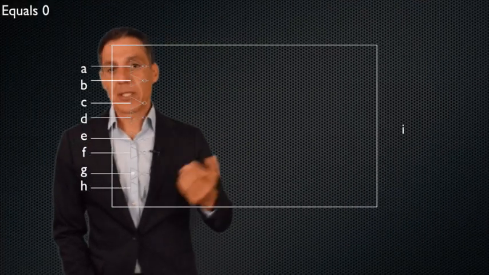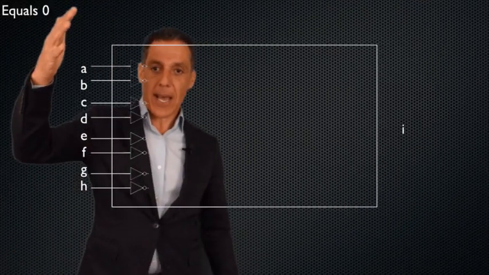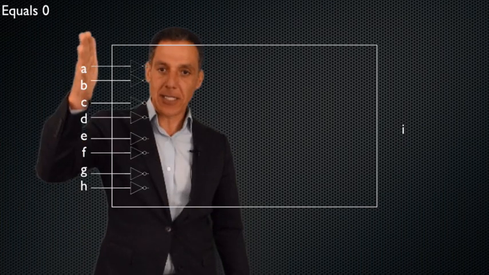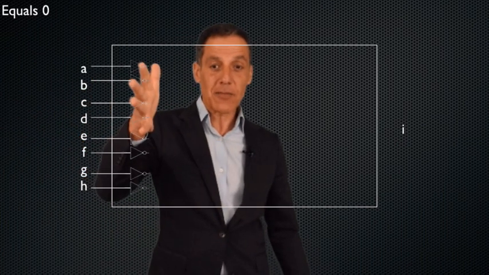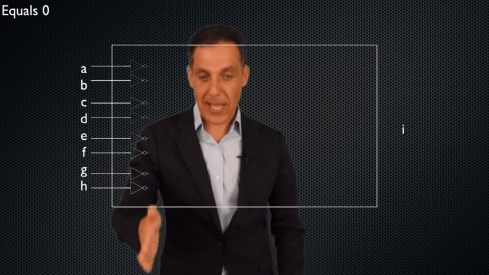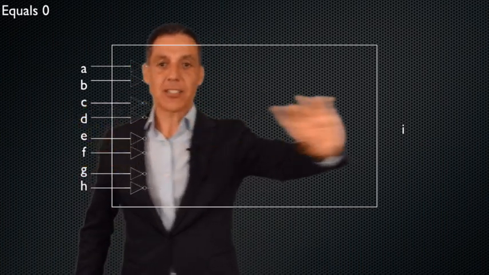All right, now we can draw the circuit. I've got my 8 inputs here corresponding to each of the bits of my 8-bit number. I'm going to shove each of them into a NOT gate. You see them lined up right here. And now I've just got to start ANDing them.